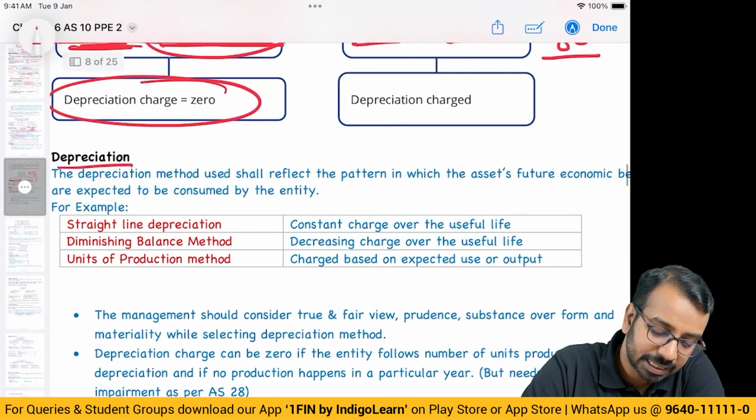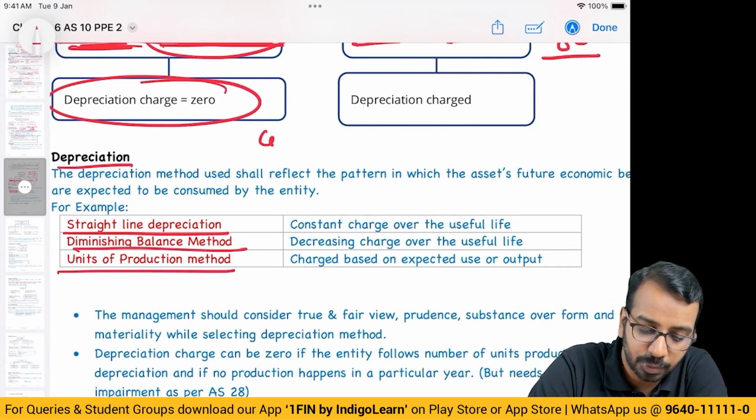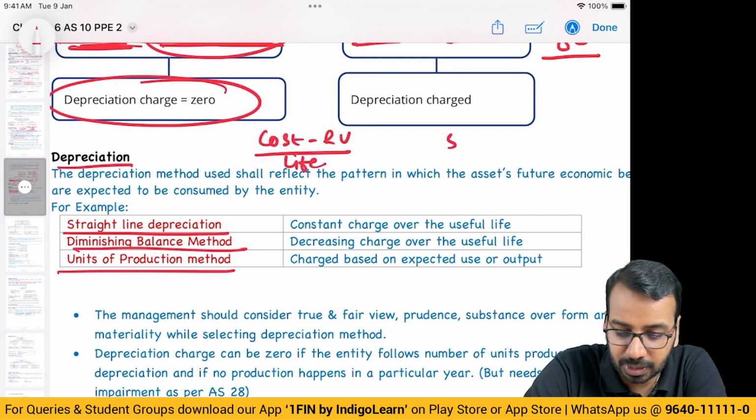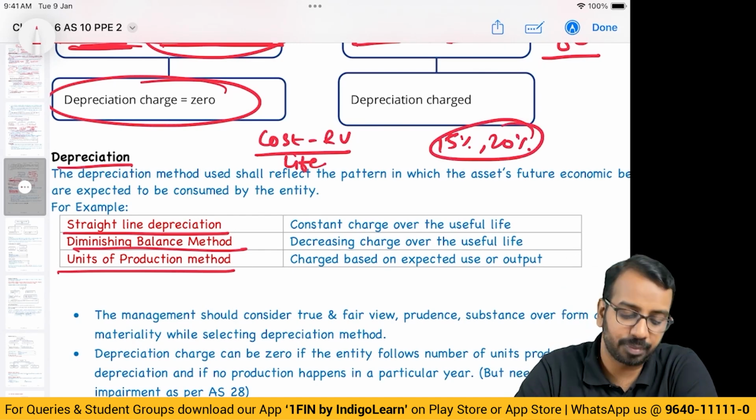Various methods: straight line method, WDV method, units of production method. Straight line method means you will take cost minus residual value divided by life. WDV method means you will take a percentage, 15% or 20%. They will give you in the question. You will use this rate to calculate depreciation.